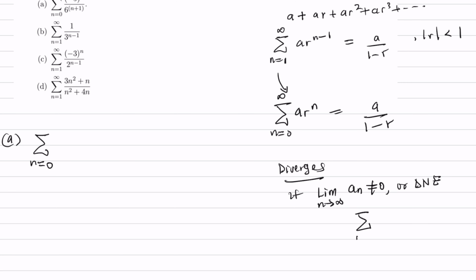you don't need to carry out any other test. Just conclude that the series diverges. That's the meaning of the divergence test. If the limit is not 0 or does not exist, that means the series diverges. Does that make sense? All right, let's come back to our question.